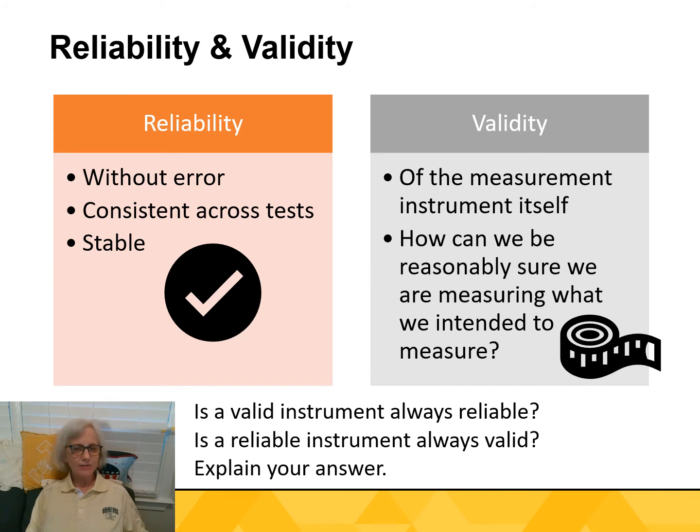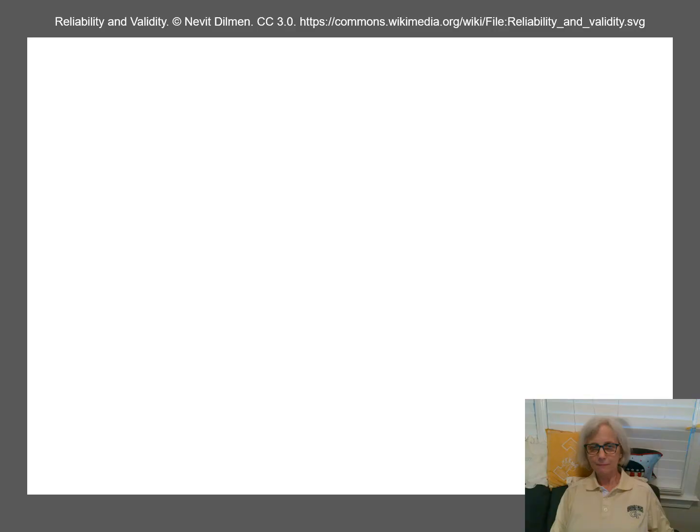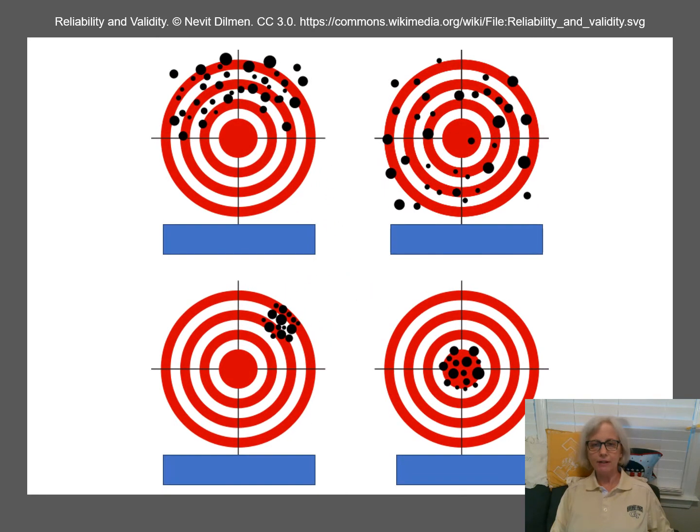Take a look at the questions on the slide. Is a valid instrument always reliable? Is a reliable instrument always valid? Explain your response. Let's take a look at these 4 dartboards for examples of reliability and validity.